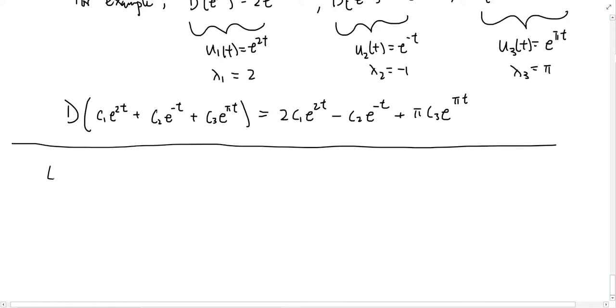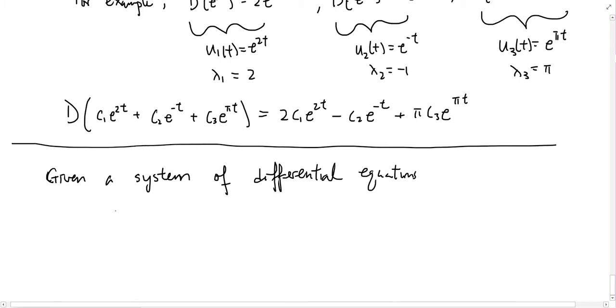Imagine the following. Let's say we're given a system of differential equations. So the system looks something like this: dx over dt, I'm sorry, is equal to x plus y, and dy over dt is equal to 4x plus y. Now, hopefully some of you noticed what's happening here. Okay, but if not, let's continue.